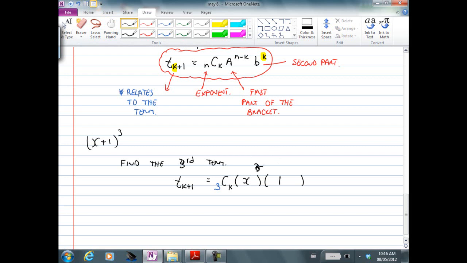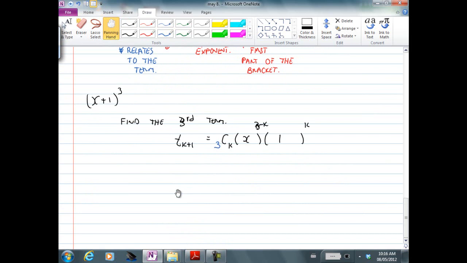This is gonna be 3 minus K and K. Here's where kids are gonna get in trouble. They always ask me to know, what is K? No. C K is right there. I didn't fill this in yet. See, I'm looking for the third term. T k plus 1 somehow has to be the third term. What must K be? 2. A lot of people think K is 3. But remember, K relates to the term. K plus 1 has to equal 3, because I'm matching up the term. So K is 2. Guys, plug in K now and fill this in.